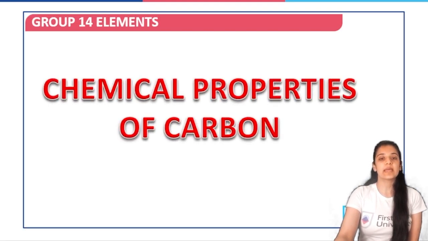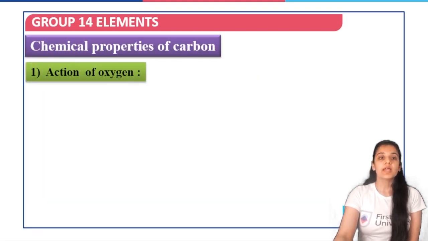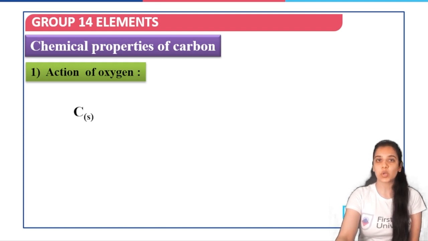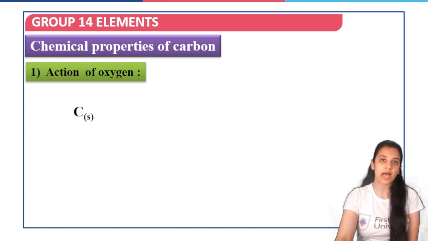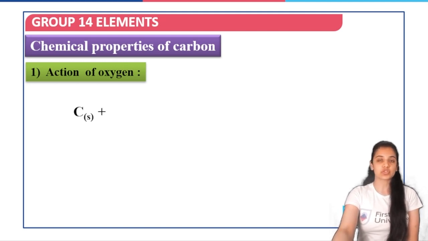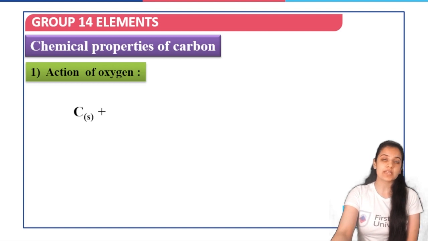Let us begin with the chemical properties of carbon now. The first one that we need to discuss is the action of oxygen. Now, what happens when carbon is going to react with oxygen? So, carbon is present in the solid state. Mostly the graphite allotrope of carbon is what reacts in all these reactions.